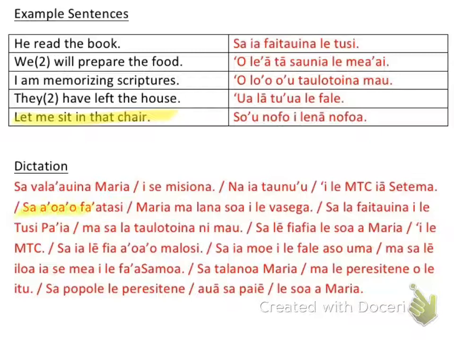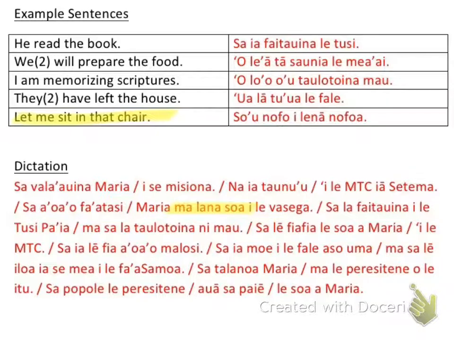Okay, so sa a'wa ufa tasi. So this is in the past and it happened multiple times. Okay, so sa a'wa ufa tasi. This is learn or teach fa'atasi. And most likely this is going to be learn because we don't think Maria is going to the MTC to teach. We're thinking Maria is going to the MTC to learn. So this is a'wa ufatasi, together. Fa'atasi is together. And then Maria is who it is, with and her soa.